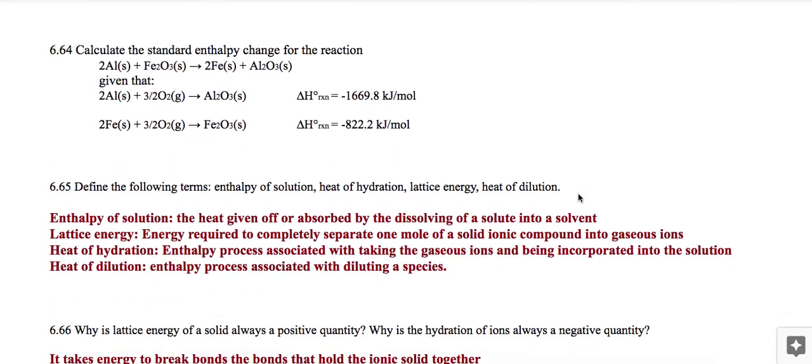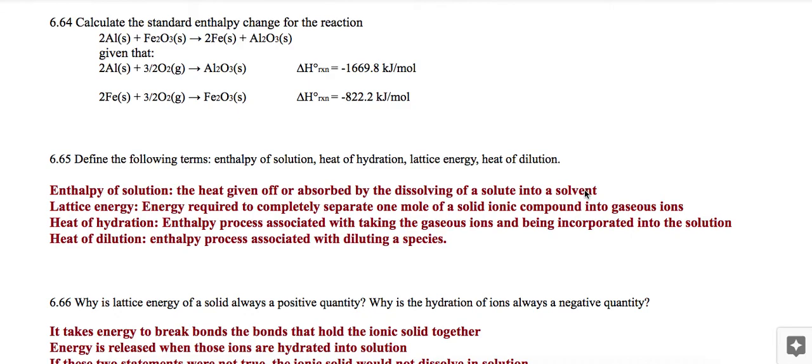One more problem here for our enthalpy stuff, our Hess's law, and this one here, all we have to do is flip this guy around, and this becomes positive. So this is positive. An answer of negative 847.6.